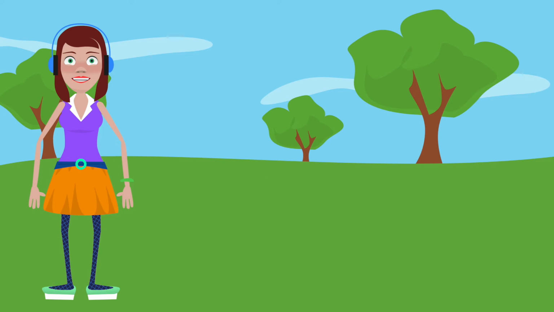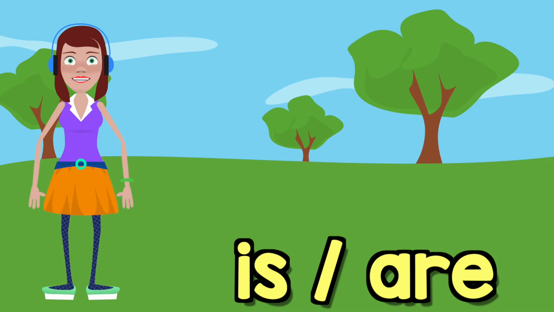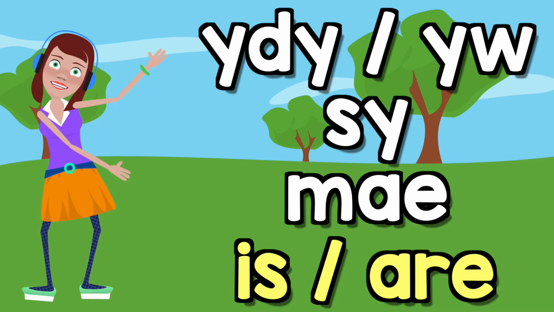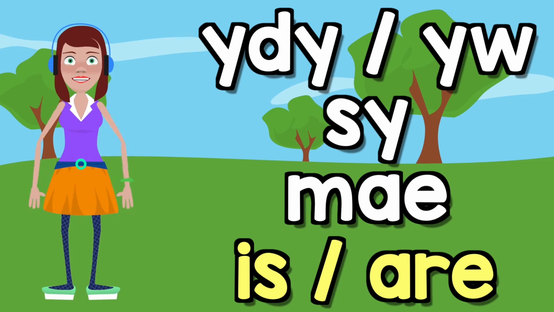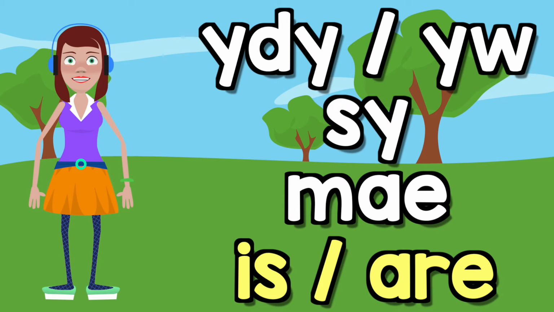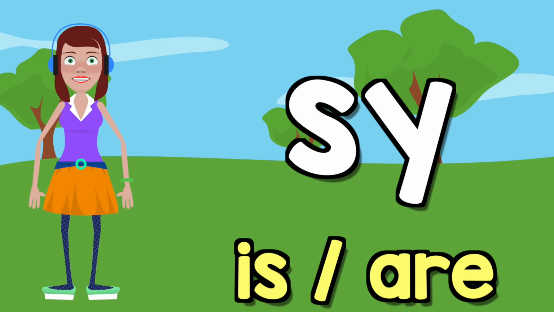When asking questions in Gymraeg, there are 3 different words which mean is and are. They are ydy or yw, si, and mai. In this unit, we will be concentrating on si.